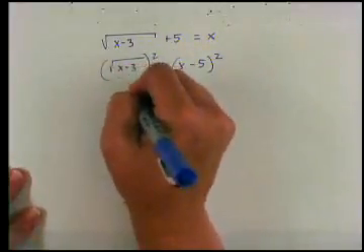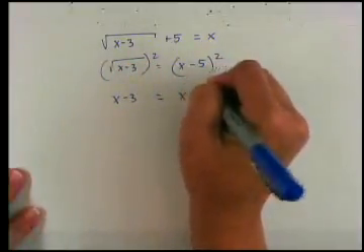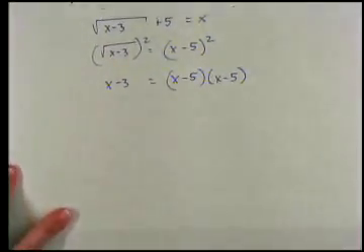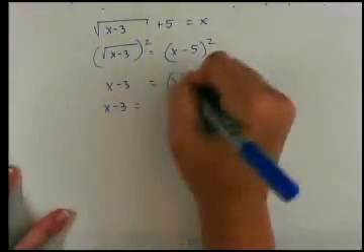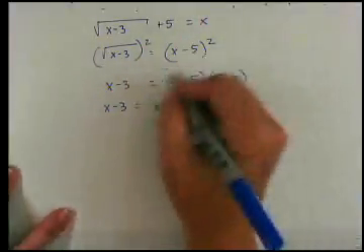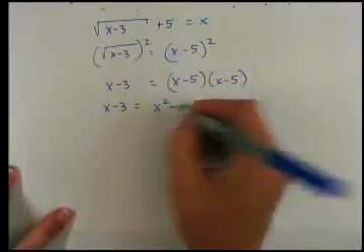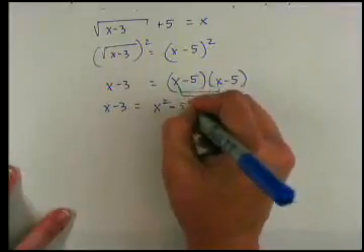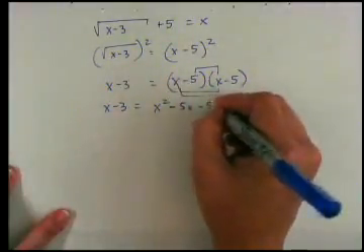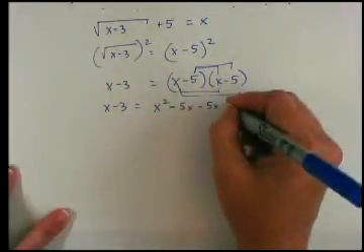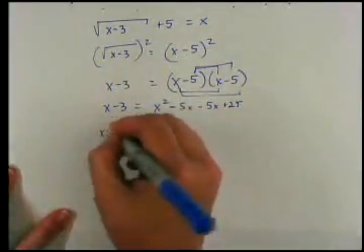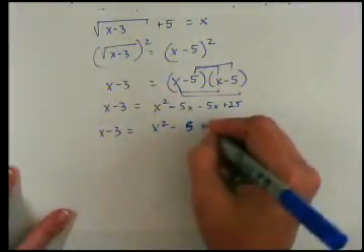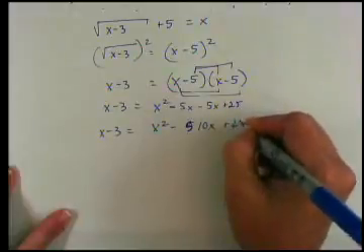So that leaves us with x minus 3 equals x minus 5 squared, which is x minus 5 times x minus 5. You have to expand it. So good. So x minus 3, now what do we have to do? Do the FOIL method or box, whatever works for you. So x times x is x squared. x times negative 5 is negative 5x. Negative 5 times x is negative 5x. Negative 5 times negative 5 is positive 25. So we're left with x minus 3 equals x squared minus 10x plus 25.